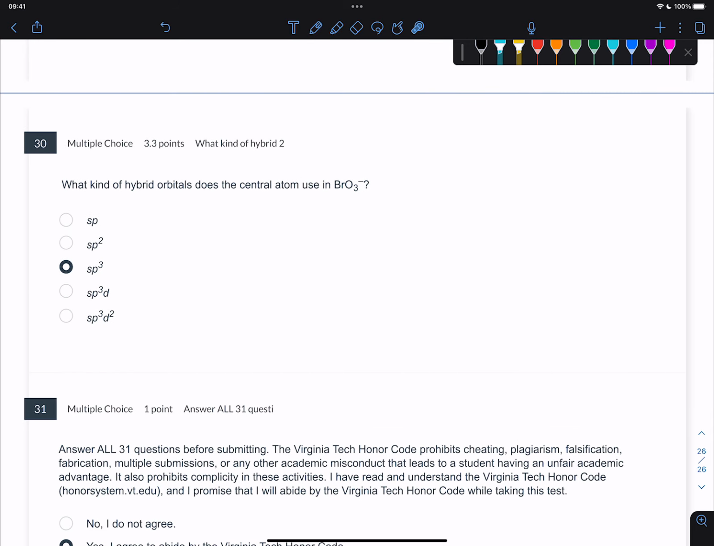What kind of hybrid orbitals does the central atom use in BrO3 minus? That's the bromate ion. If you were to draw it out using the Lewis structure approach, I'm counting out the number of valence electrons. 7 from bromine, and then each oxygen has 6, and then we add 1 because of the negative charge. So 7 plus 18 plus 1 is 26. So there are 26 electrons.